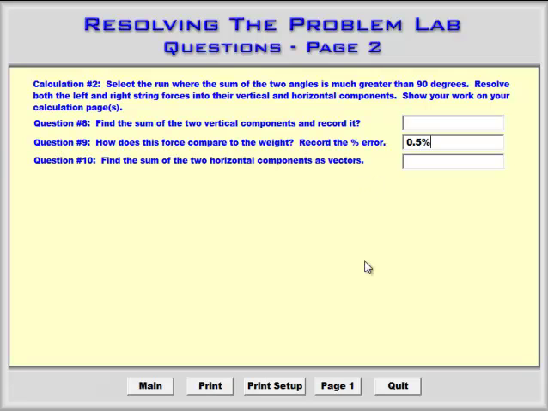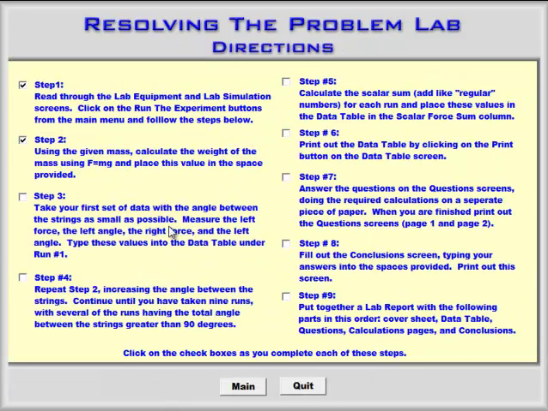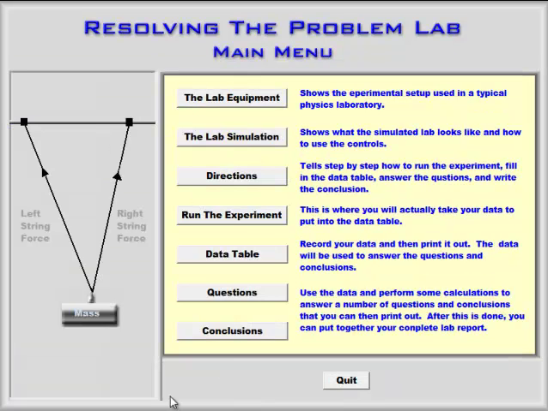When they finish the fill-ins, they then print the page, and when they're done, go back to the directions, fill out the conclusion screen, put together a lab report with the following parts: a cover sheet, data table, questions, etc. So when the students are done, they will have a complete lab report without leaving the software.